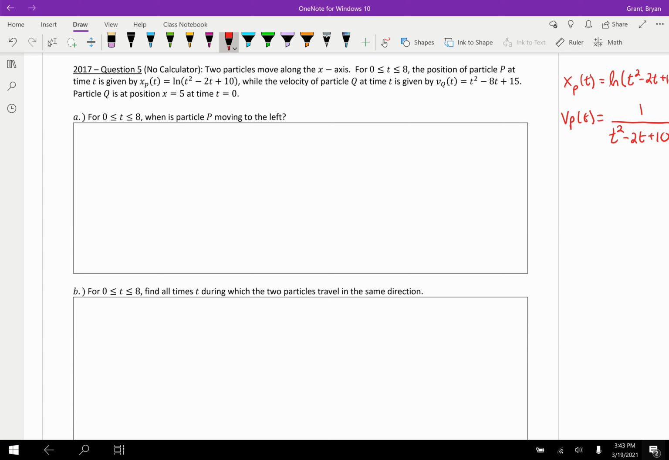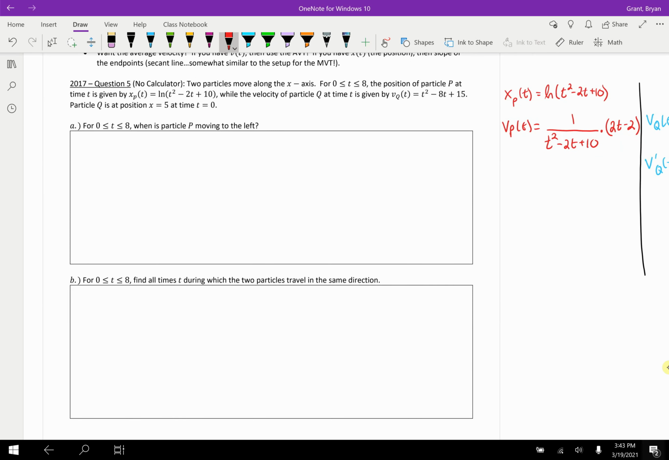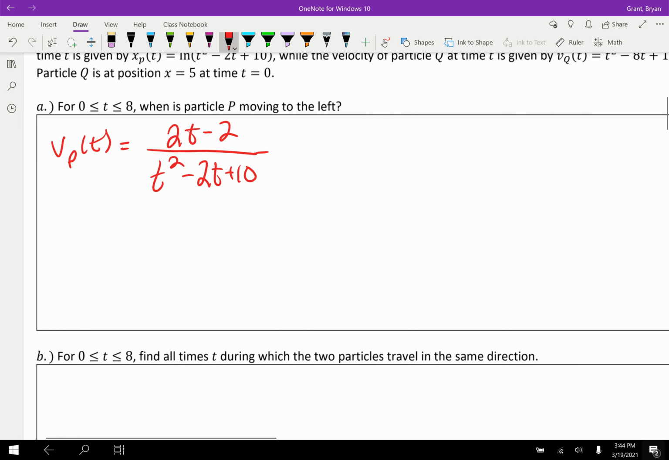So let's go ahead and see when particle P is moving to the left. We need the velocity equation, so I'll write that over here. V sub P of t is equal to 2t minus 2 divided by t squared minus 2t plus 10. All right.